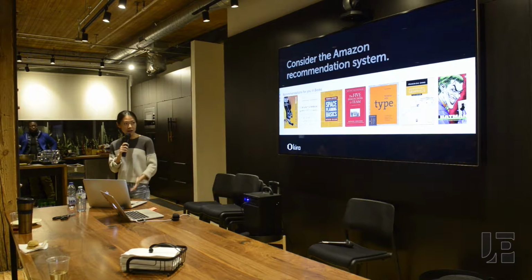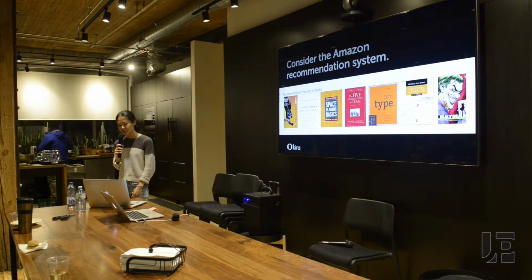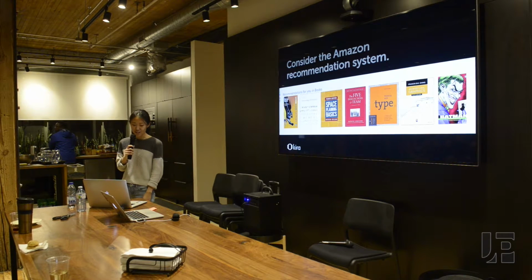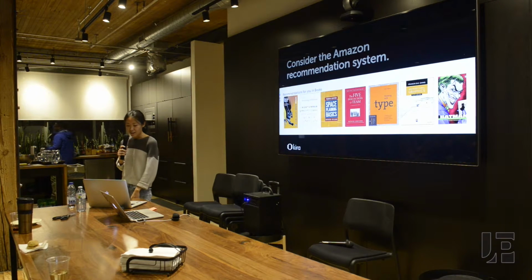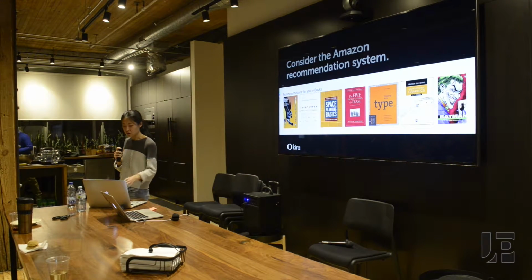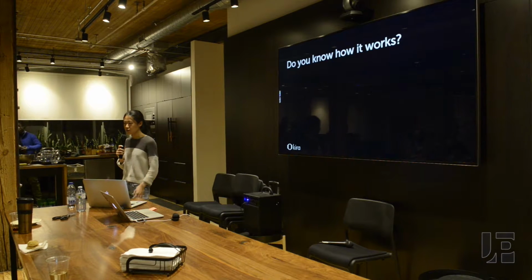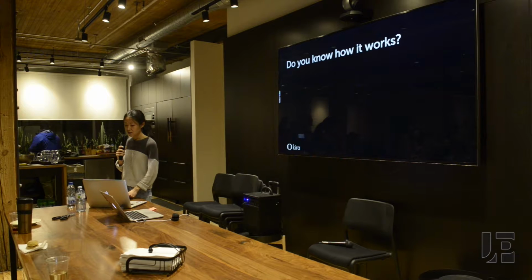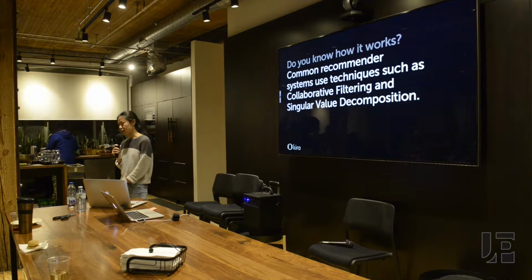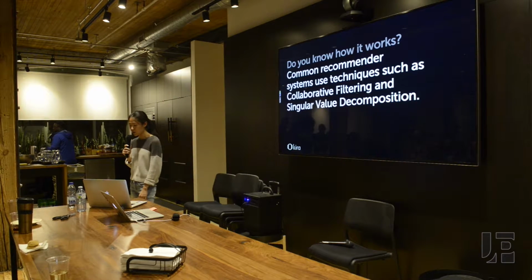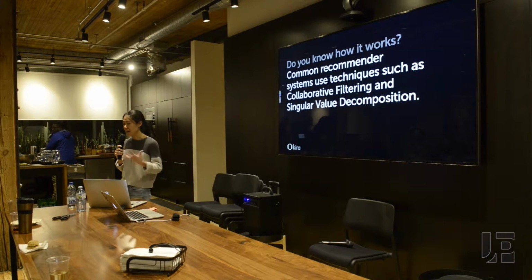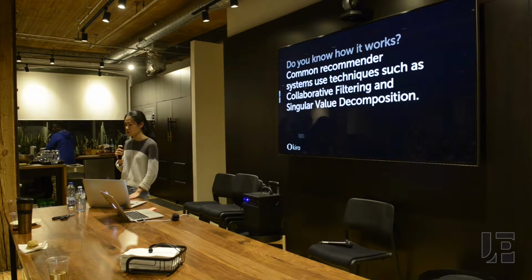This is the kind of interface you see. This is a screenshot of my Amazon interface, and you can see that I buy a lot of design and comic books. So think about this for a while. Do you know how Amazon's recommendation system works? If I were to tell you that common recommender systems use techniques such as collaborative filtering or singular value decomposition, does that kind of explanation help you understand how it works?